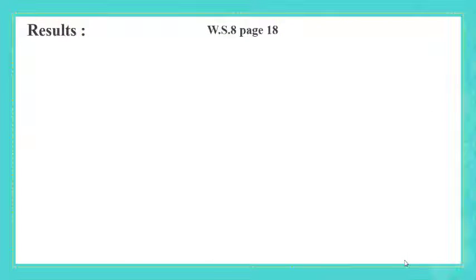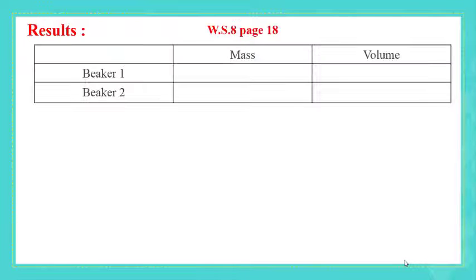Have you filled the table? Excellent. Check your answers with me now. First, what is the mass of beaker 1? 120 gram. What is the mass of beaker 2? Also 120 gram. What is the volume of water contained in beaker 1? 50 milliliter. What is the volume of water contained in beaker 2? 50 milliliter. Are your answers correct? Great. Now let us solve the questions.